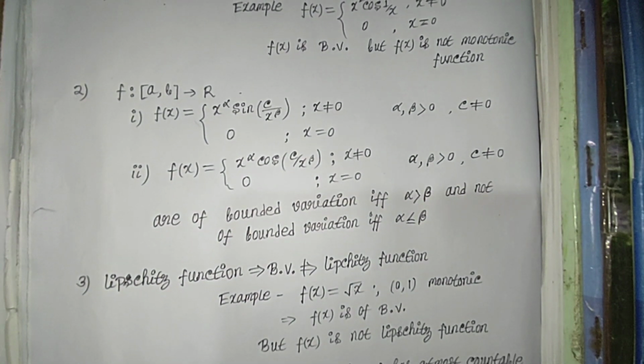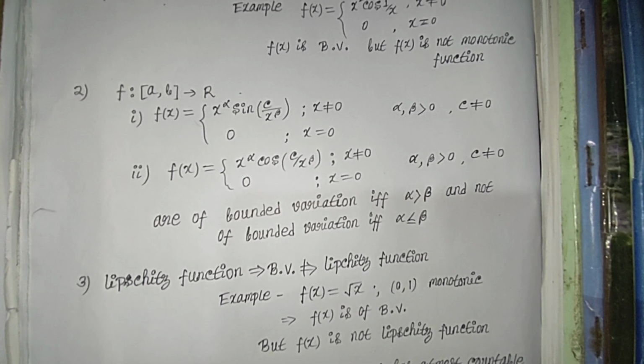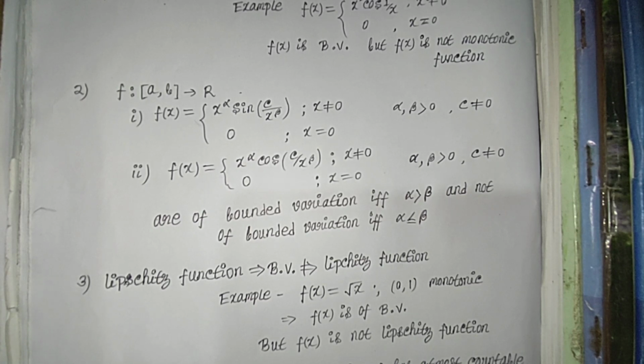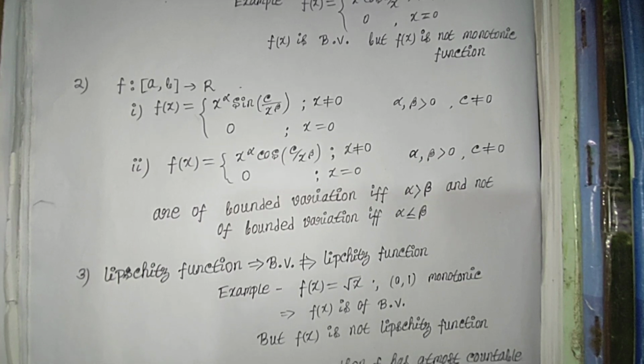Property 2 says that if f: [a, b] → R, then the function given by f(x) = x to the power alpha sin(1/x to the power beta) for x not equal to 0, and 0 for x equal to 0, in both cases is of bounded variation if and only if alpha is greater than beta, and not of bounded variation if alpha is less than or equal to beta.